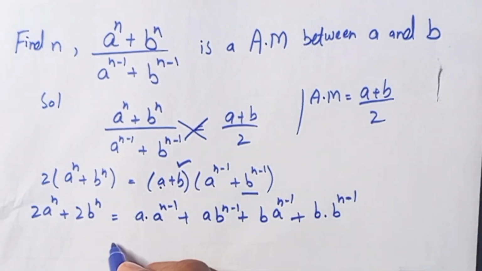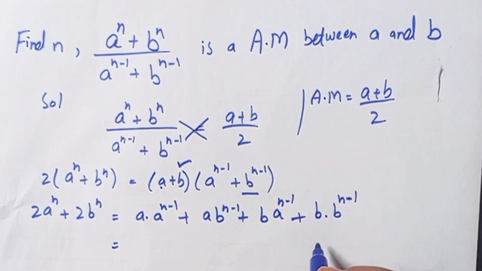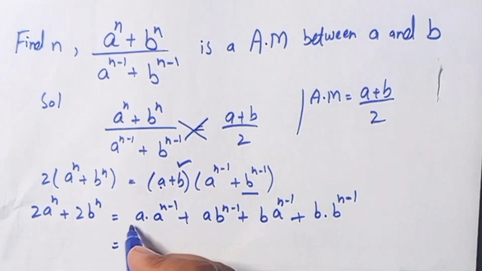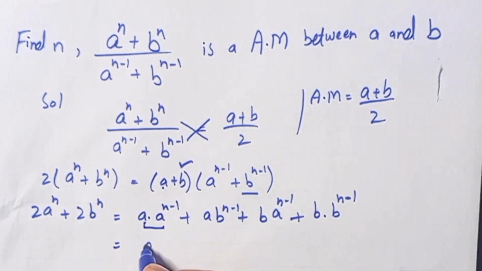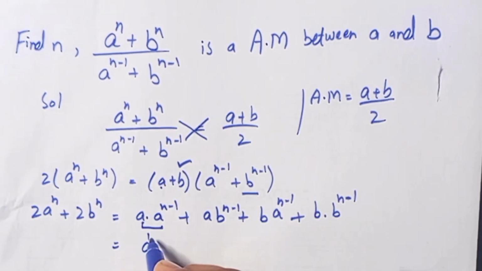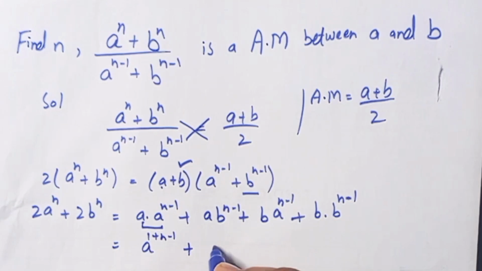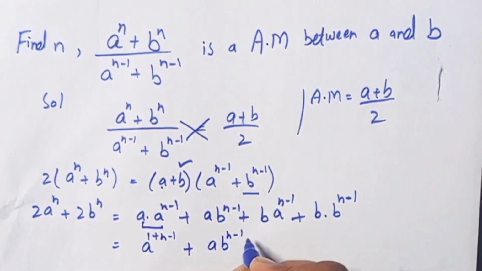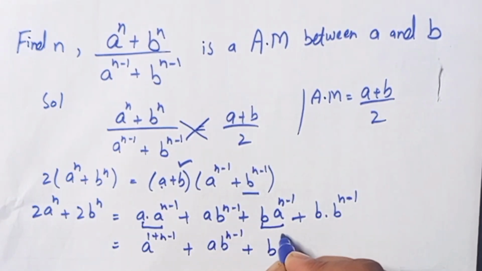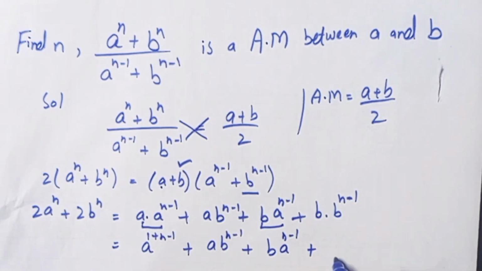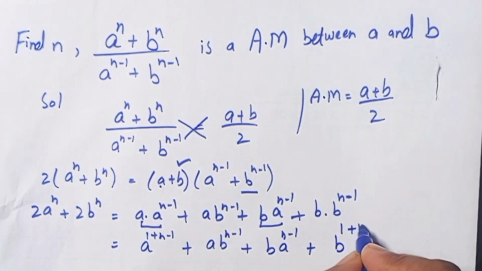Now in the next step, we simplify this right hand side. The base is the same, so we write this as a raised to the power 1 plus n minus 1. We copy the second term, a times b^(n-1). We also copy this third value, plus b times a^(n-1). Look at this last term: the base is the same, so we write this as b raised to the power 1 plus n minus 1.